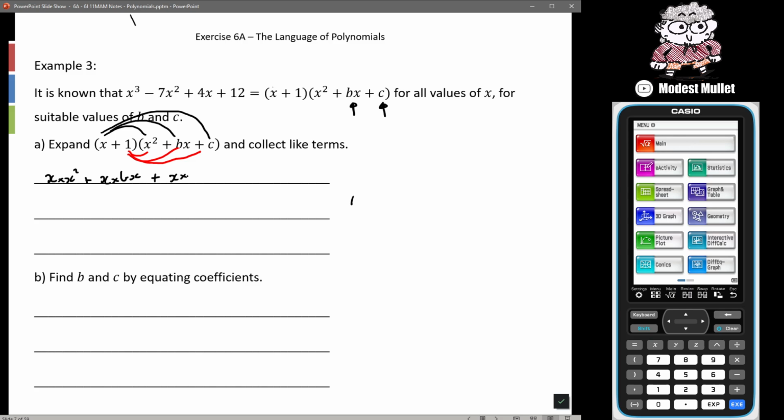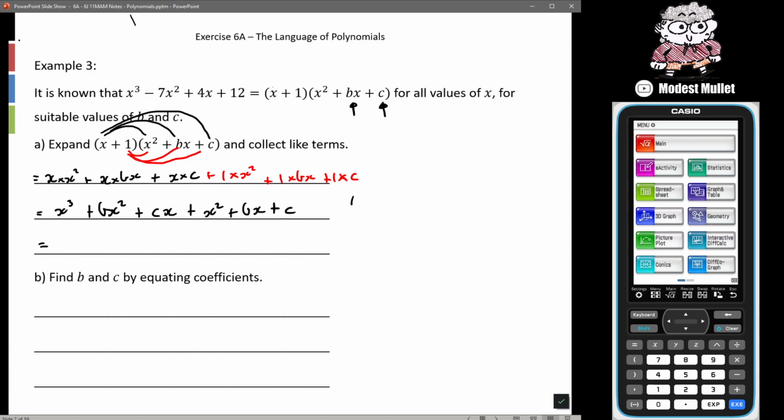Plus x times c, and then we also get plus 1 times x squared plus 1 times bx plus 1 times c. So let's do those multiplications, make it a bit easier. X times x squared is x cubed, obviously. X times bx is bx squared, plus cx, plus 1 times x squared is just x squared, plus 1 times bx is just bx, plus 1 times c is just c.